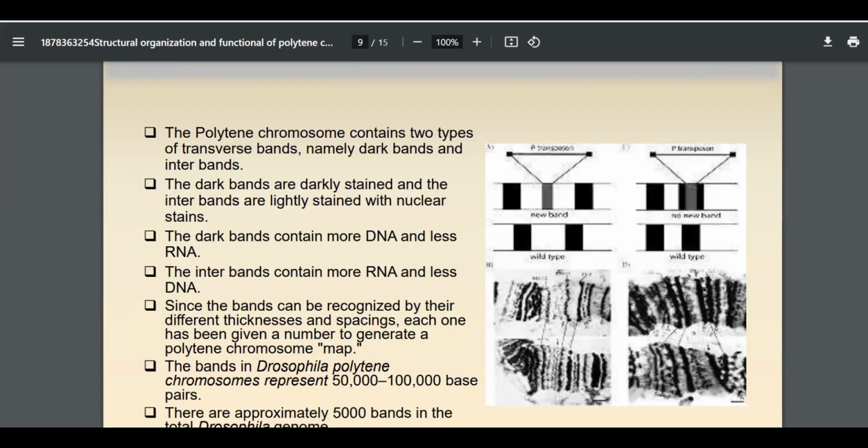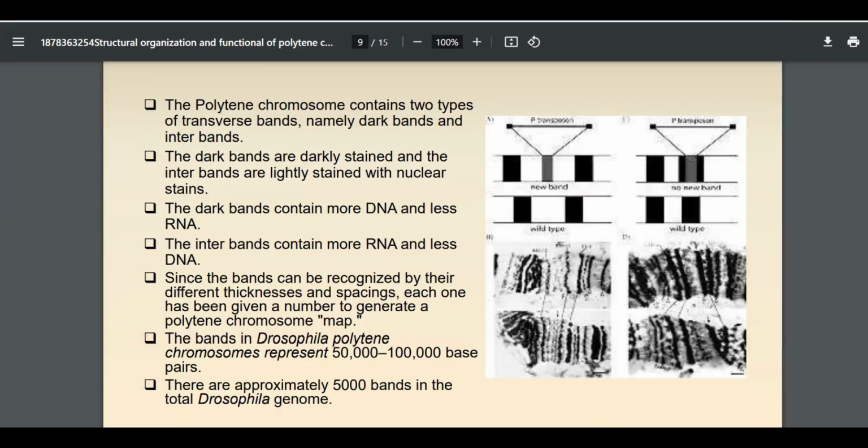So the difference between bands and interbands is, first, with reference to staining due to compaction or less compaction. And second, on the basis of how actively functioning they are. The dark band chromosome regions are non-active at the moment and the lightly stained are actively functioning. That means they are undergoing transcription and translation. Now, the bands can be recognized by their different thicknesses and spacings. Each one has been given a number to generate a polytene chromosome map.